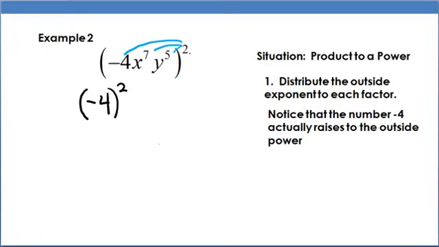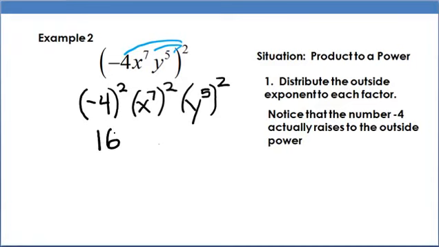We have x to the 7th to the 2nd power, and y to the 5th to the 2nd power. Remember, the number will actually raise to the power. So it's negative 4 times negative 4 will give you a positive 16 because you have two negatives.